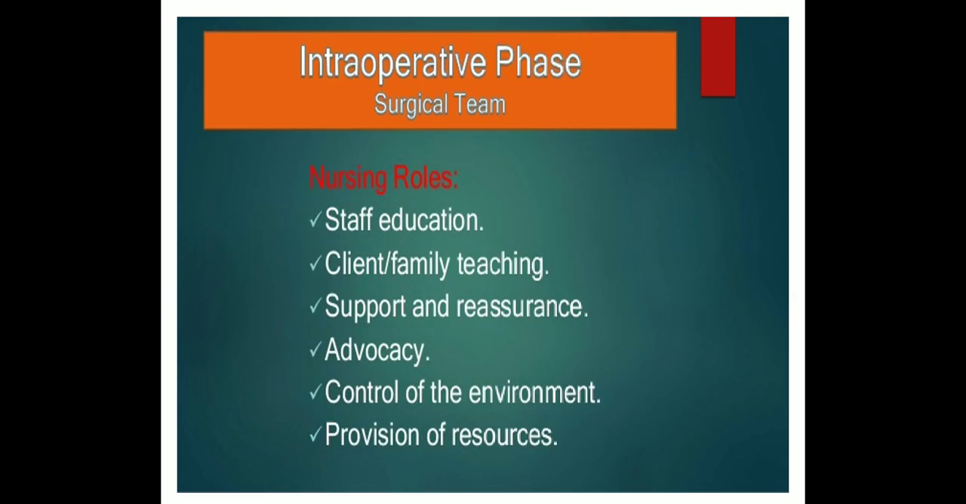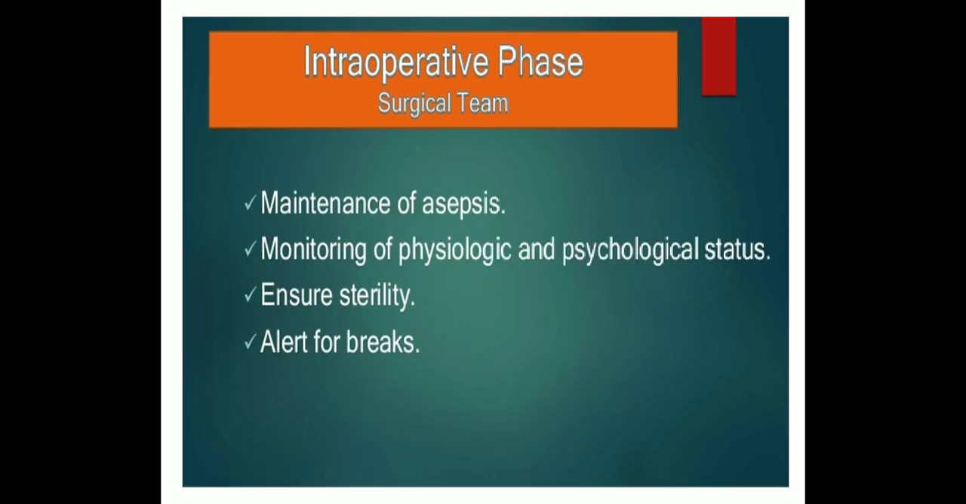So what are the nursing roles in the intraoperative phase? First one is staff education, next is client or family teaching, third one is support and reassurance to the patient, advocacy, control of the environment, and provision of resources. So these are some nursing roles which the nurse has to do. Then maintenance of asepsis. You know how the aseptic technique is maintained in the operation theater. We have already discussed this in the previous unit. Monitoring of the physiological and psychological status of the patient, ensuring sterility, and alerting for breaks.